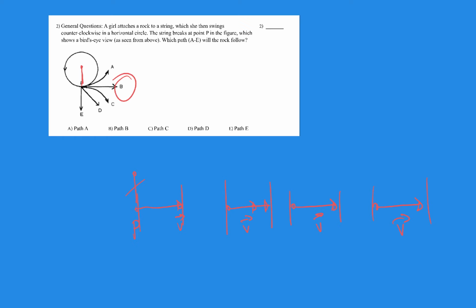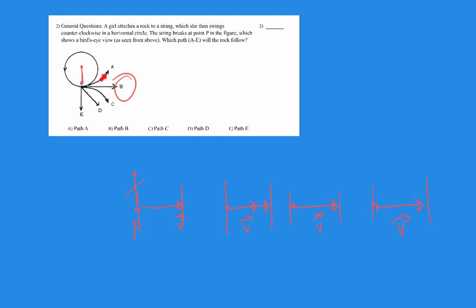Okay, this question says that a rock is rotating in this direction, and at some moment at the point P, the string that was tied to the rock breaks. So which trajectory will the rock follow? This one, this one, this one, this one, or this one?